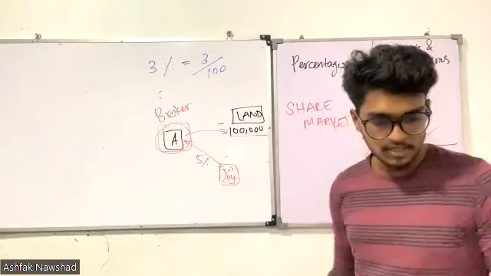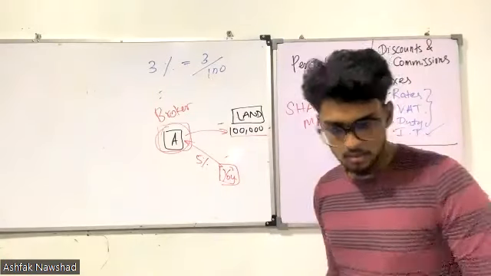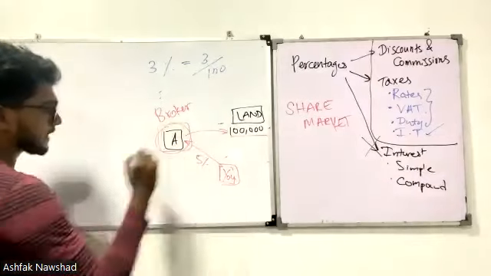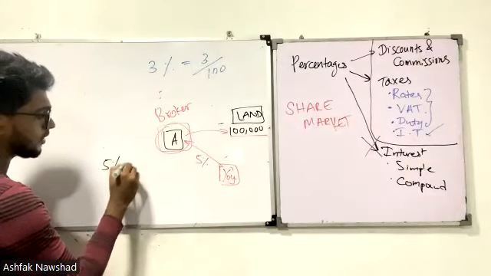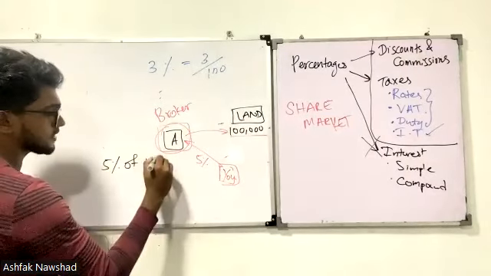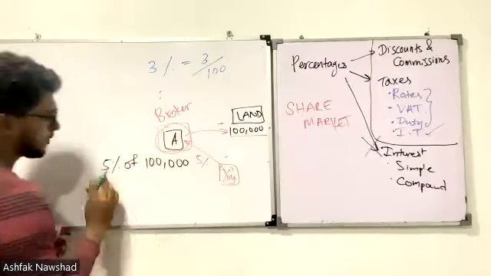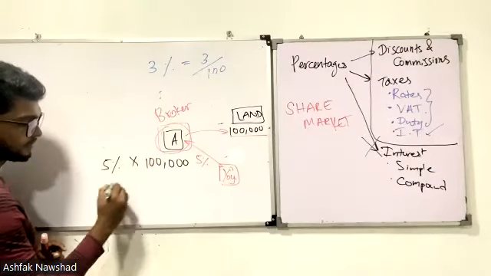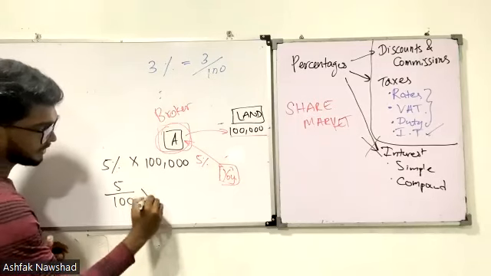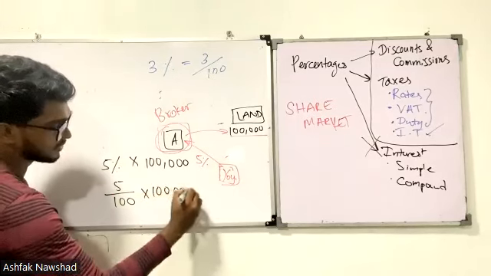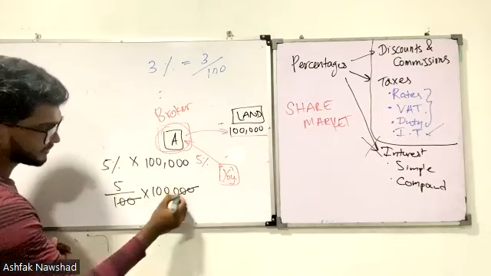Yeah, the 5% is the commission. So the commission will be 5% of the original land price. The 5% of 100,000. What will the commission be? 5 over 100 into 100,000. So let's see the commission.